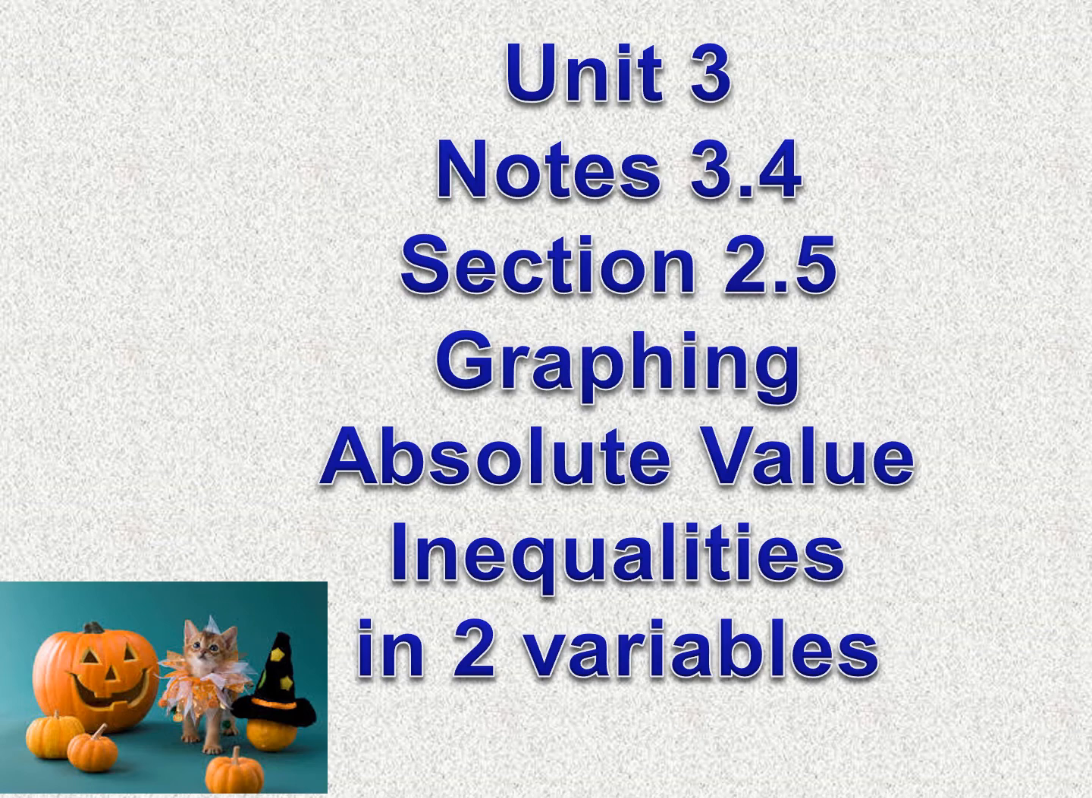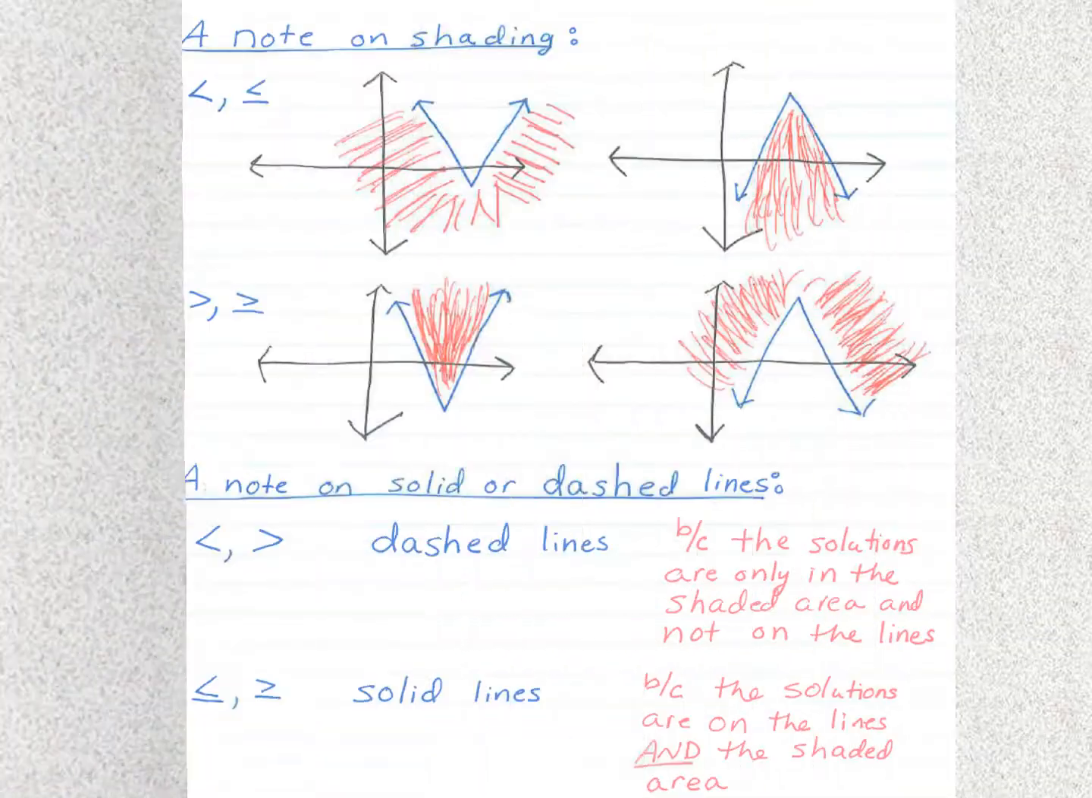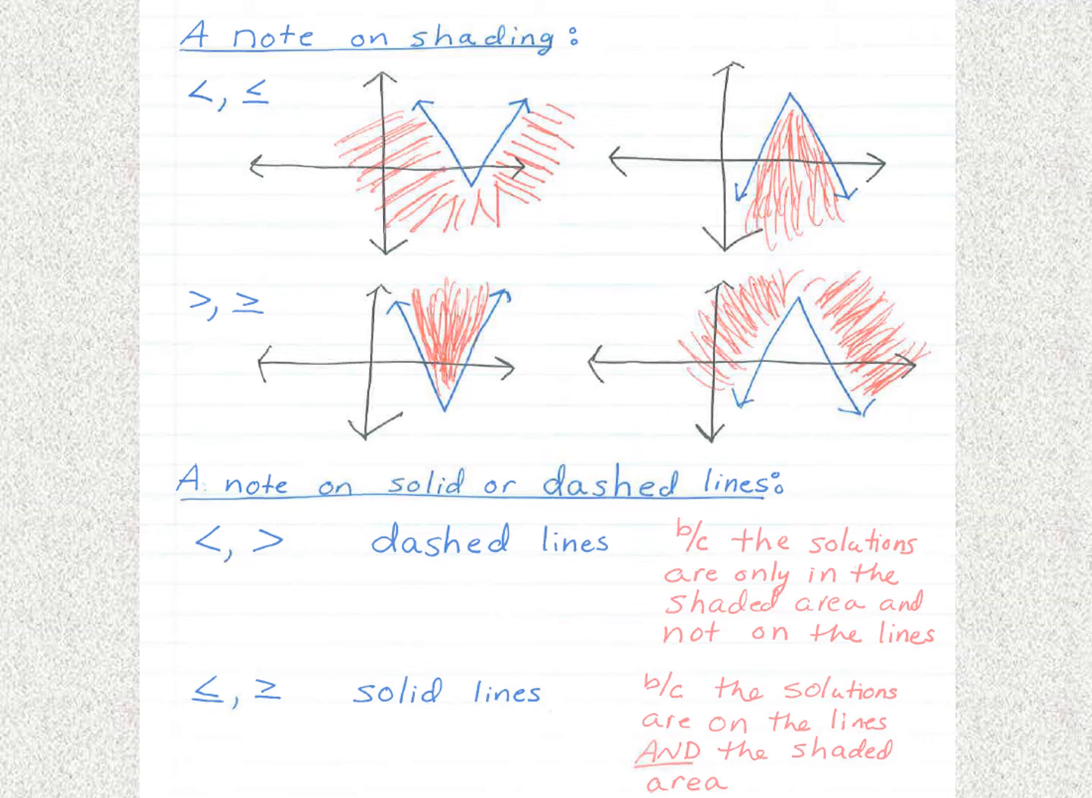Today we're going to be talking about graphing absolute value inequalities in two variables. So let's talk about shading first. If it is less than or equal to, we are going to shade below the absolute value graph. Now, below is different depending on if your absolute value graph opens up or if it opens down. So let's look at if it opens up first.